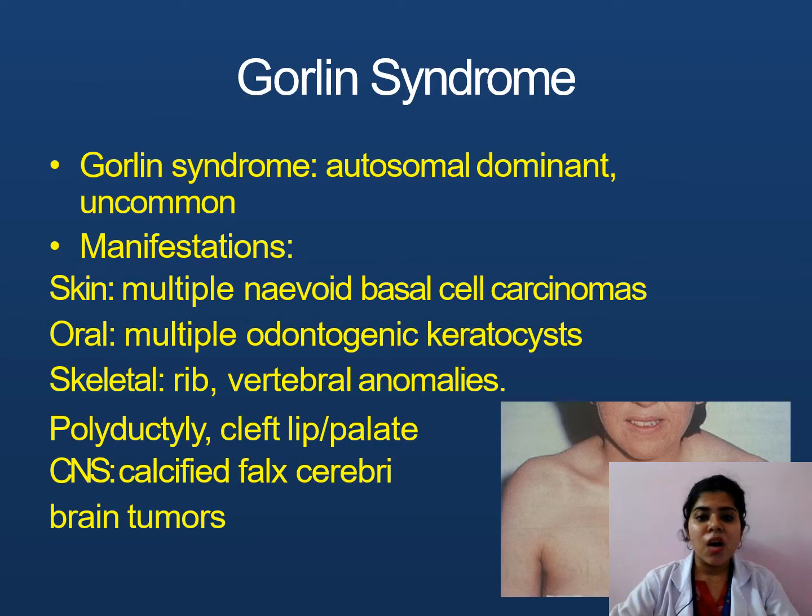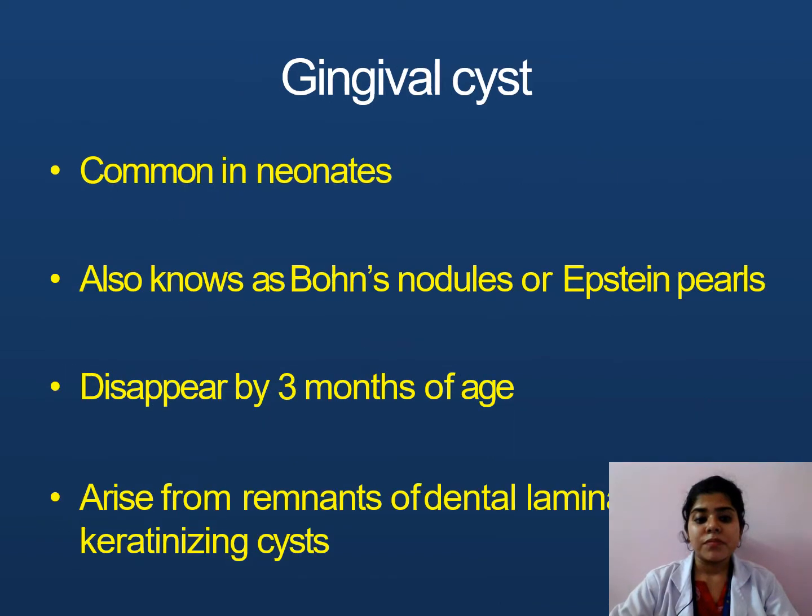Gorlin syndrome is an autosomal dominant condition with uncommon manifestations: skin, multiple nevoid basal cell carcinoma; oral, multiple odontogenic keratocysts; and skeletal, rib and vertebral anomalies, polydactyly, cleft lip and palate; CNS, calcified falx cerebri and brain tumor.